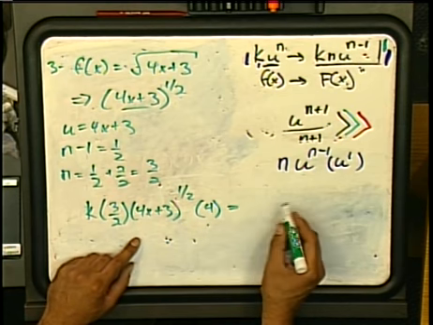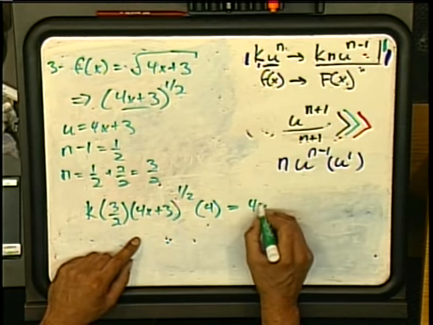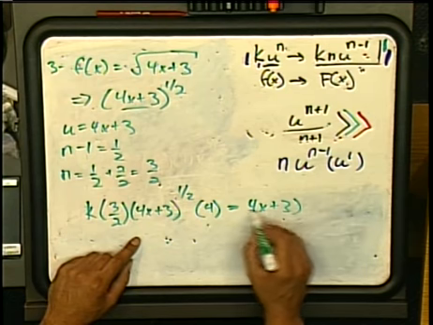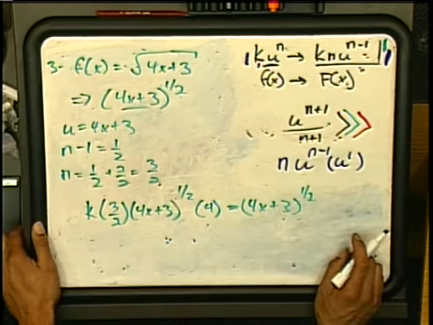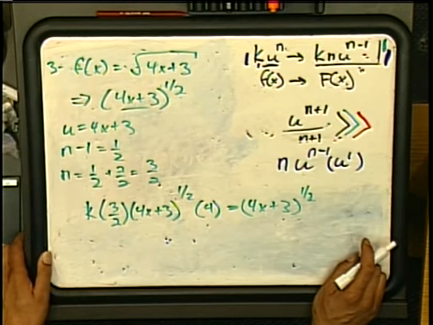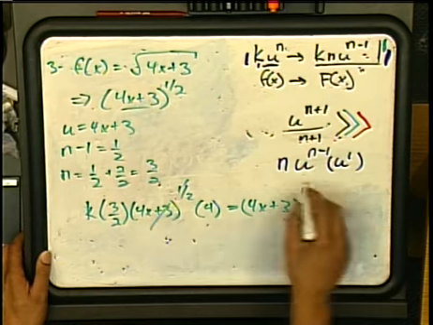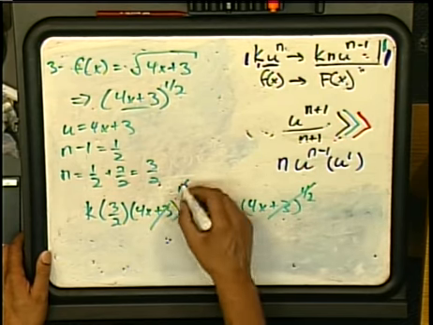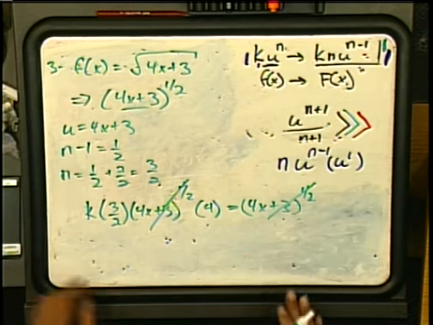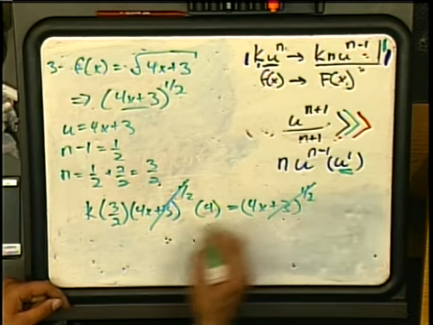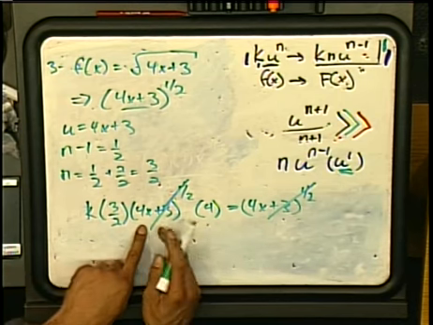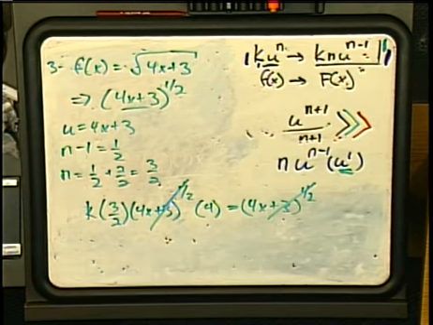And all that equals 4x plus 3 to the 1/2. And to find the K, you know these cancel. 4x plus 3 are the same thing. Where did the 4 come from? The 4 is the U prime, the derivative of the inside.